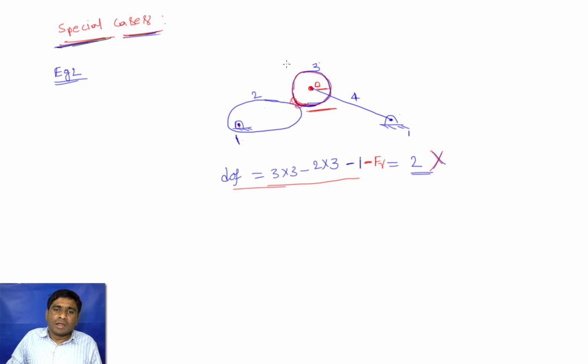So can we say link 3 is a redundant link? So degree of freedom now becomes 9 minus 6 minus 1 minus 1. This is the redundant link. How much? Degree of freedom becomes 1 now.